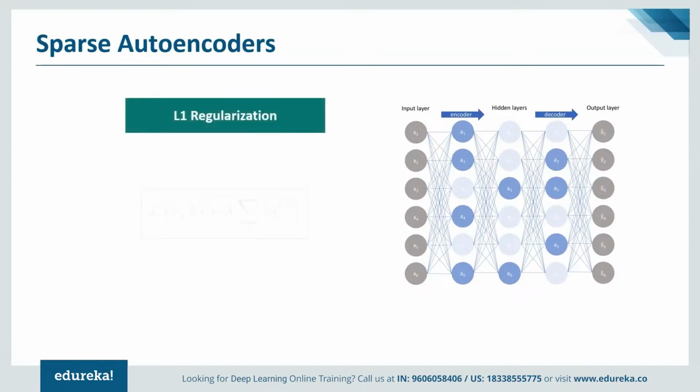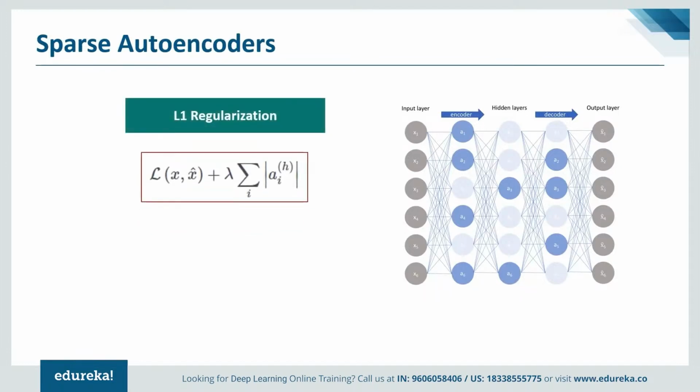The first one is the L1 regularization. Now we can add a term to our loss function that penalizes the absolute value of the vector of activations a in layer h for observation i, now scaled by a tuning parameter lambda.